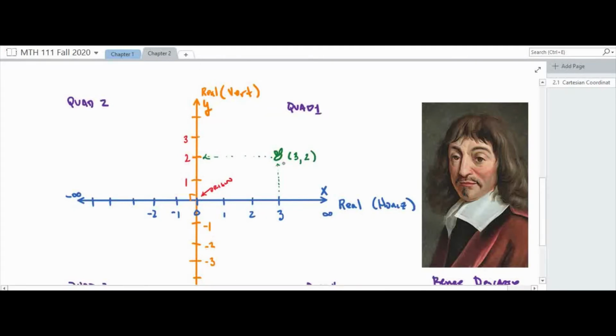And when we find points in this sort of axis system, we call this an ordered pair, because there's always an x point and a y point.